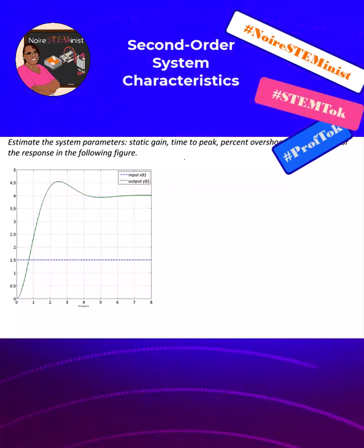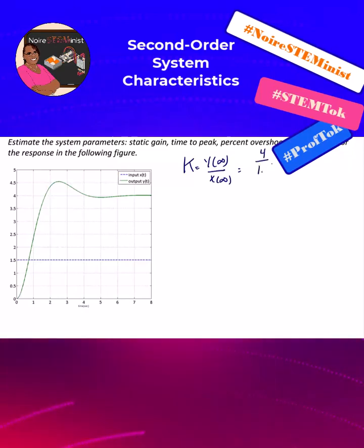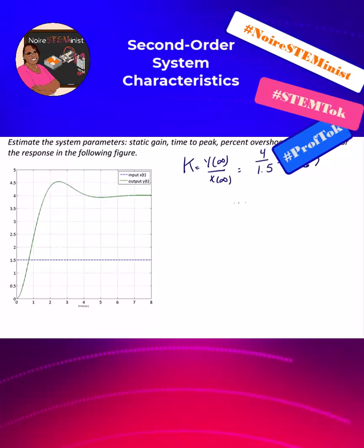So k is equal to y of infinity over x of infinity, which is 4 over 1.5. So the static gain is 2.67.